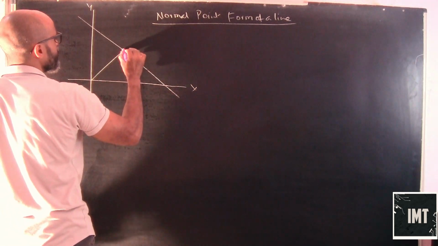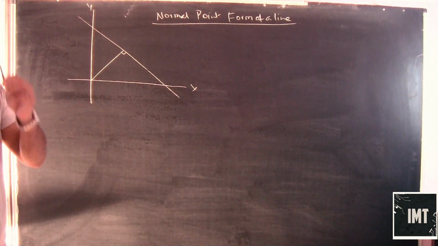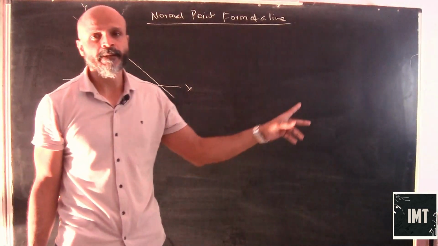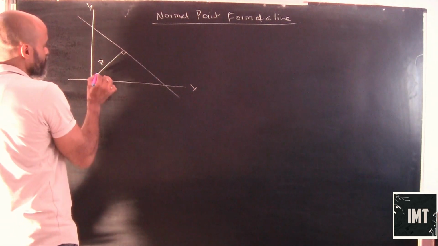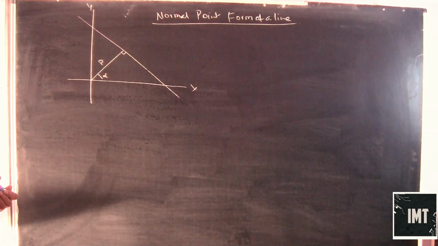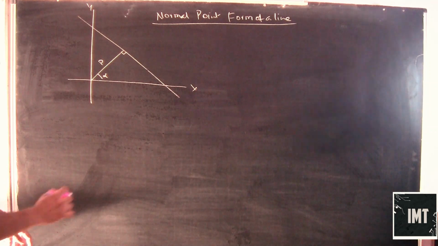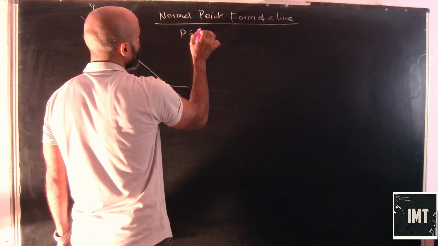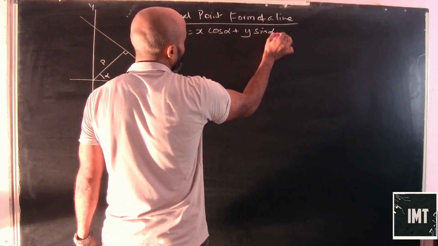Supposing from the origin we drop a perpendicular. This is called the normal point form of a line. What normal means is basically a perpendicular that we have drawn. Let's say the length of this perpendicular is p, and this makes an angle of alpha with the x axis. Then the normal point form of the line will be p is equal to x cos alpha plus y sin alpha.